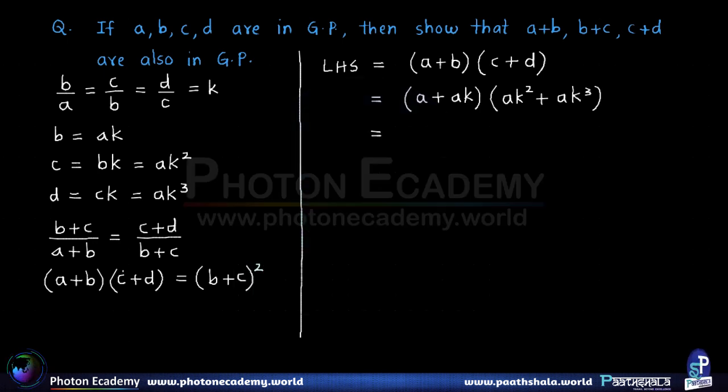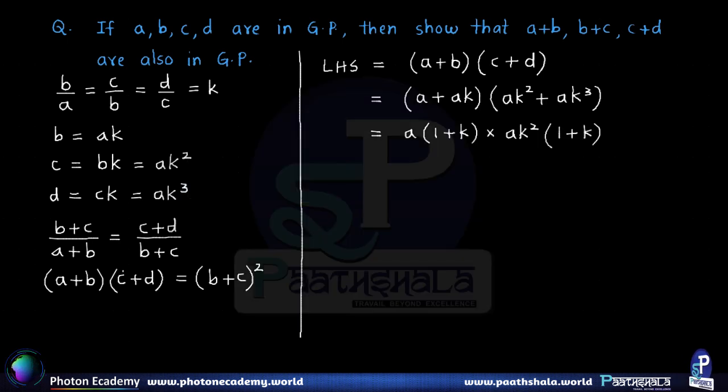Now from the first bracket we can take A common and we are left with 1 plus K. And from the second bracket, if you observe, we can take AK square common, right? And then in the bracket we are once again left with 1 plus K. So if we club the terms, we have A into A square multiplied with K square, and 1 plus K also occurs 2 times, so we have 1 plus K the whole square.